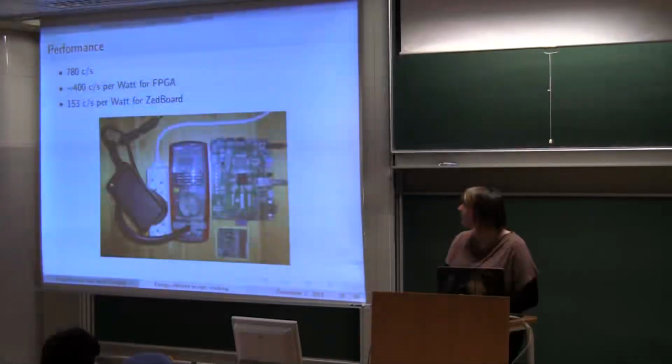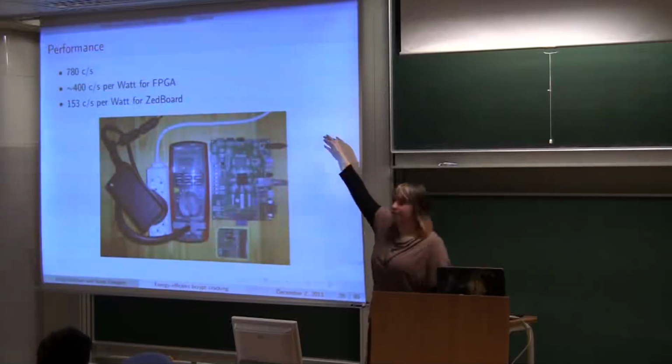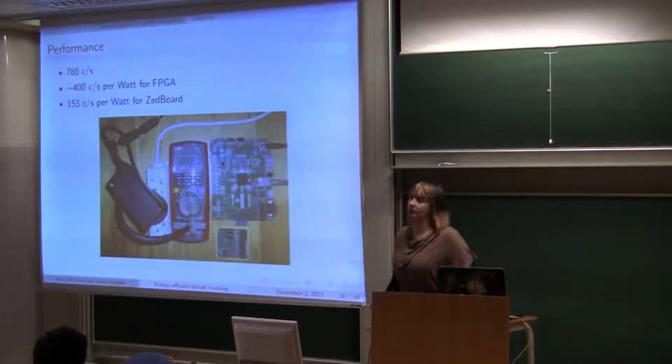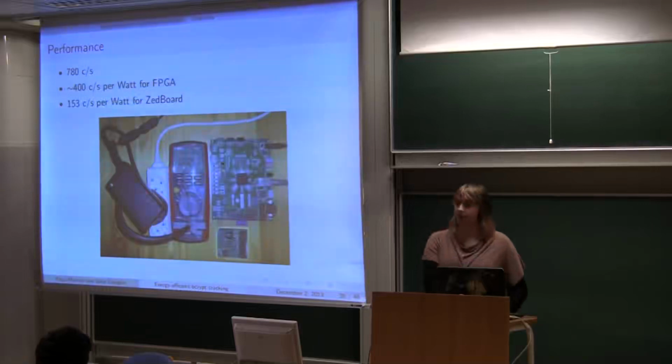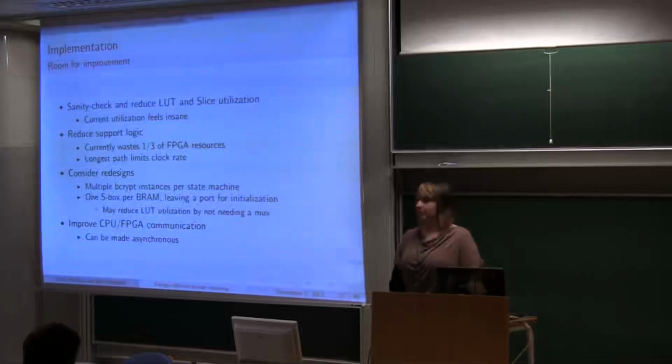So this is performance, and performance per watt. The second figure is only for FPGA, and the third one is for the whole system with the Zedboard, so counting ARM cores consumption as well. There is a lot of room for improvement for this implementation.